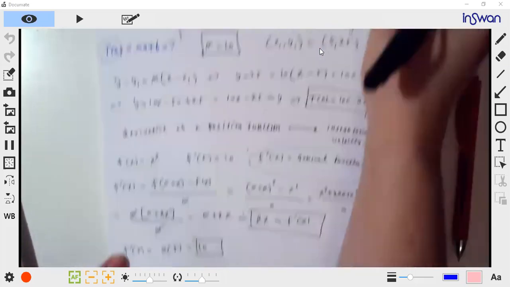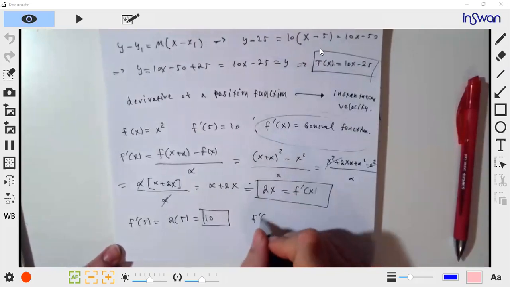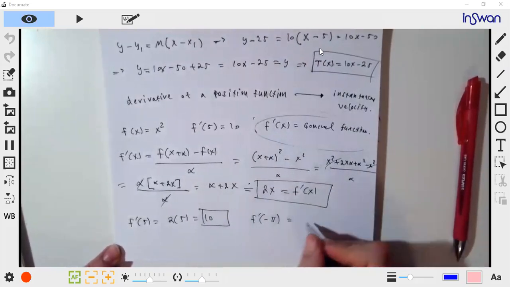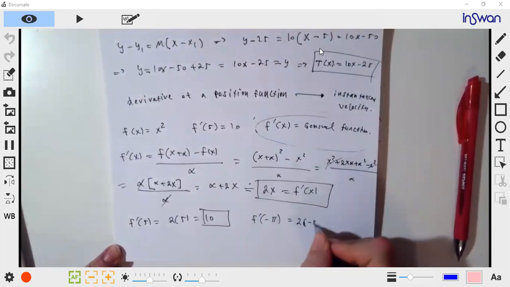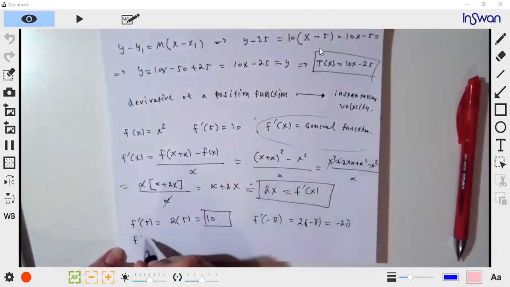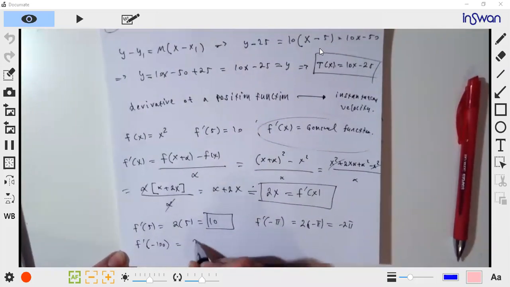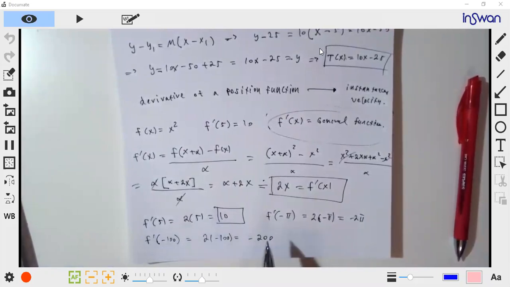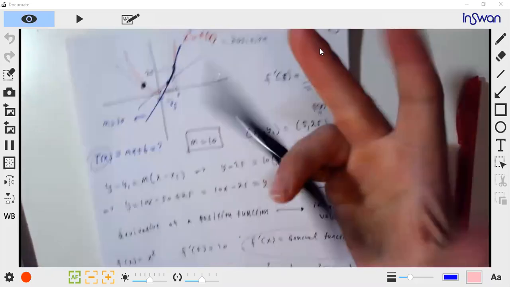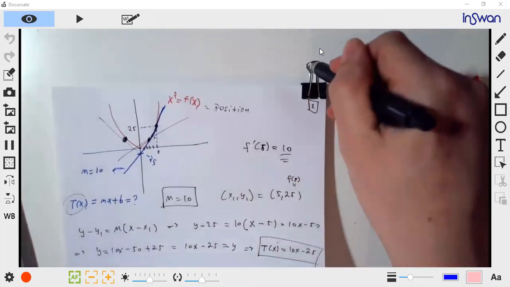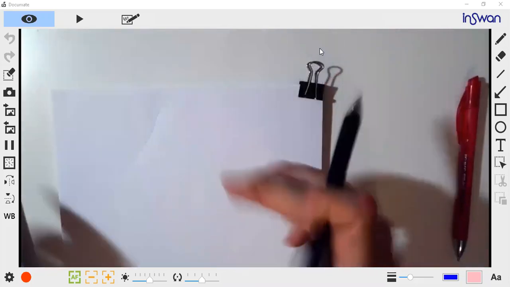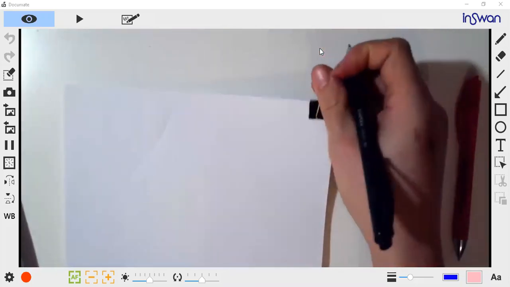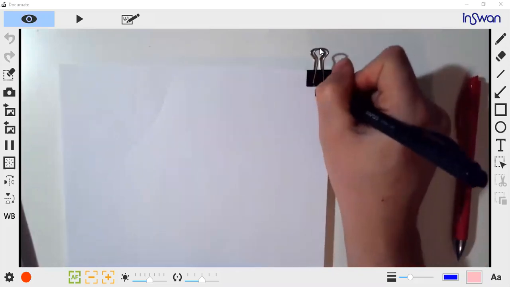But now we don't only know it at 5, we can figure out f prime of negative pi. Notice that that equals 2 times negative pi, so it's negative 2 pi. We know f prime of negative 100. That's 2 times negative 100, which is negative 200. So we can figure out what is the instantaneous rate of change at any input. We can figure out what is the slope of the tangent line at any input, which is very cool. It's very useful in real life as well as just being purely mathematically interesting. It has quite a bit of real life applications.